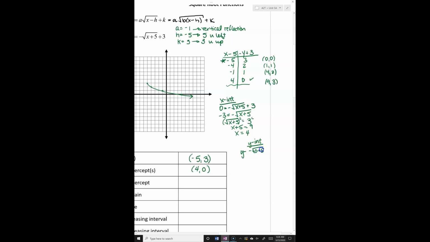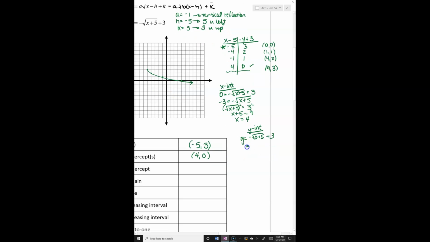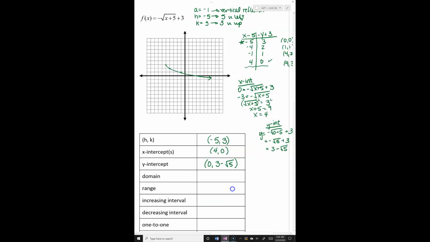Okay, so for the y-intercept, we'll plug in 0 for x. Now, we can't take the square root of 5, so we'll leave it like that, and I'm going to rewrite it in a little bit more proper notation as 3 minus rad 5. Just a little refresher, it is better notation to have the radical at the end.